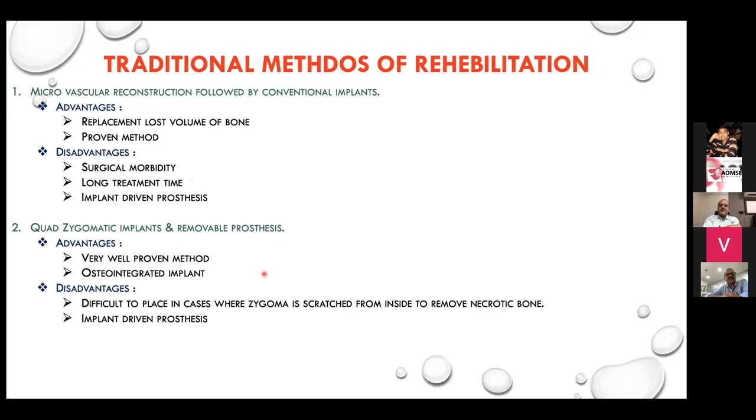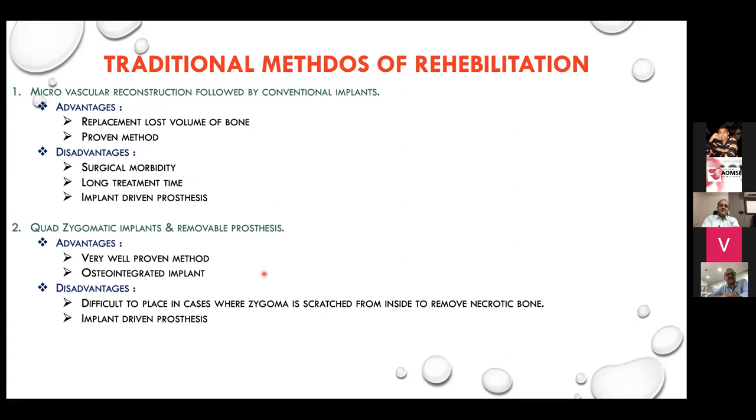There are traditional metal options. Dr. Sangha already spoke about the zygoma implant, and it has long-standing results; as he said, there are 7 years of results. He also spoke about the shortcomings of the zygoma implant, where the bone is scratched inside and the volume of the zygoma is less. It is difficult to place a zygoma implant.